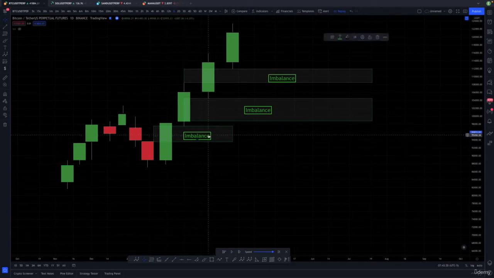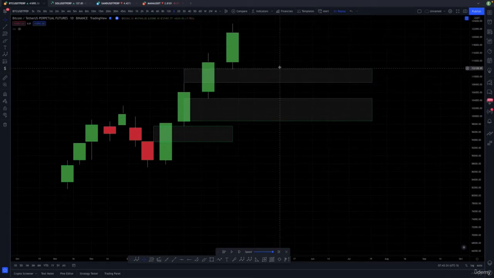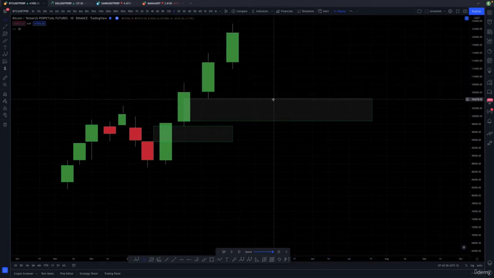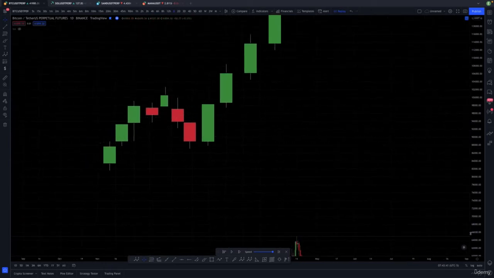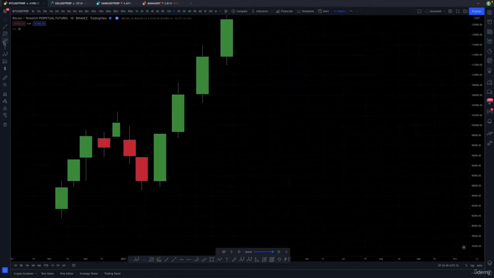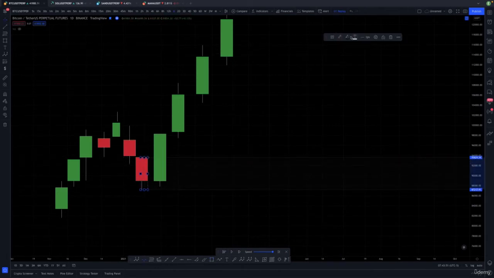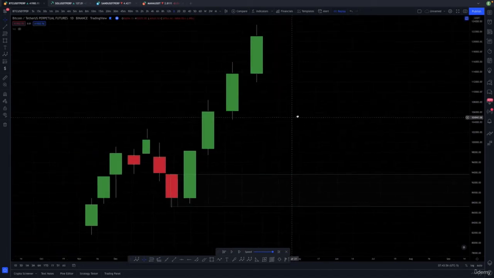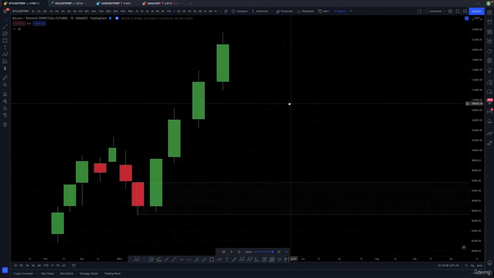Now, if I delete these, because it is understood that this is the imbalance area that was left behind, and now we have a good understanding of why I drew these areas. Now let's see here, what was the last down candle before a strong push towards the upside? It's this red candle, right? So I will just draw it here, note down this candle, and turn it into, let's say, green. So this was the last down candle before a strong push towards the upside.